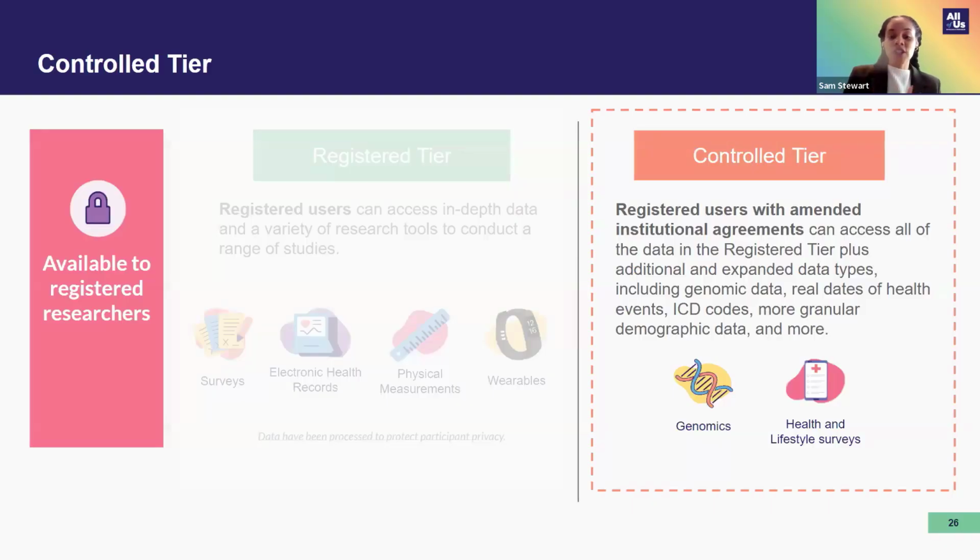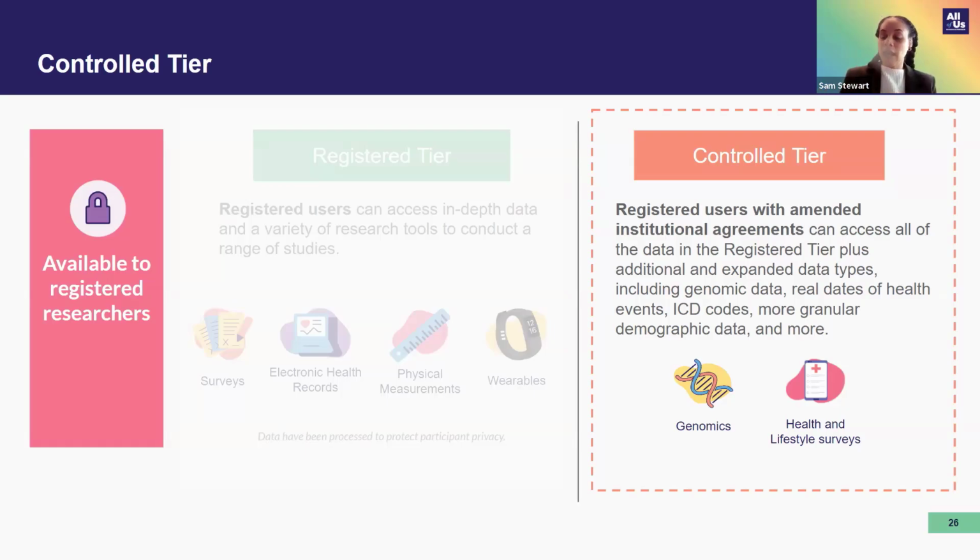So as I've already mentioned, both the controlled tier and the registered tier have the same data types, with the controlled tier having expanded information. That includes the different data types in which, for example, race and ethnicity may not be as generalized the same way it was in the registered tier.